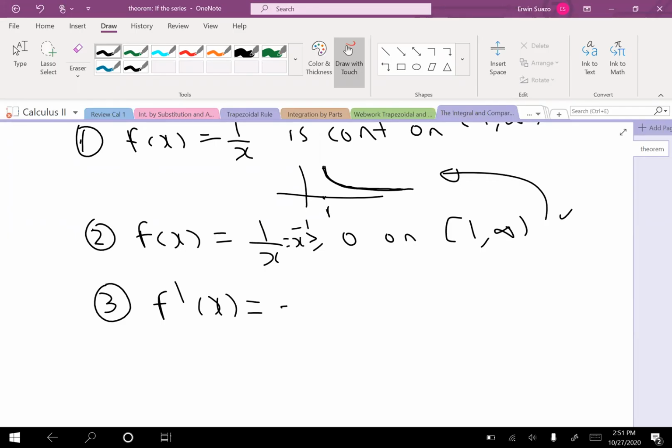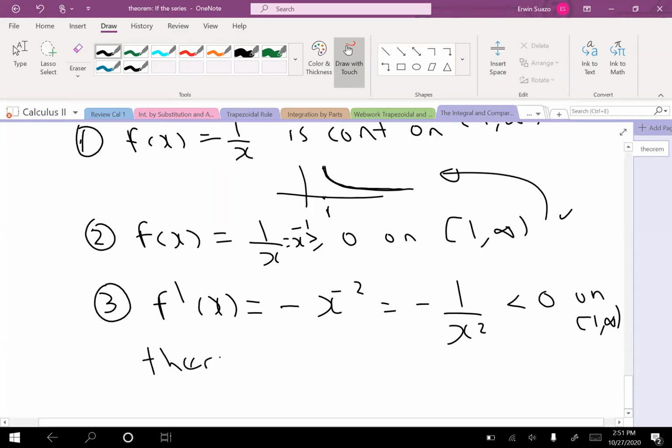So 1 over x is just x to the minus 1, right? When I find the derivative, I get minus x to the minus 2. So I get minus 1 over x squared, right? So what do you think? This function is always negative. The derivative is always less than 0, in particular on 1 to infinity. Therefore, f is decreasing.